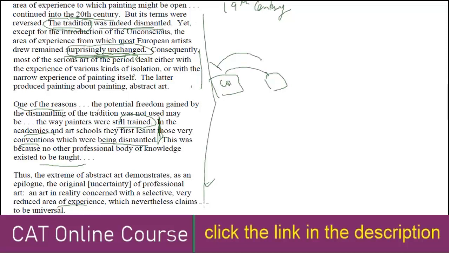In the sense that when you read a passage, lots of things will not be understood by you. But there, all of a sudden, you will come across one sentence which will clear everything. So you have to patiently wait for that one sentence. And this sentence is that in the academies and art schools, they first learned those very conventions which were being dismantled. And as a result, the author says earlier that things remain surprisingly unchanged.